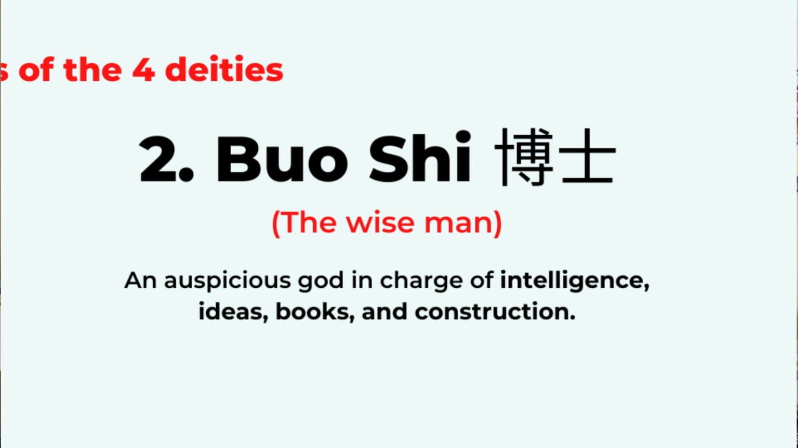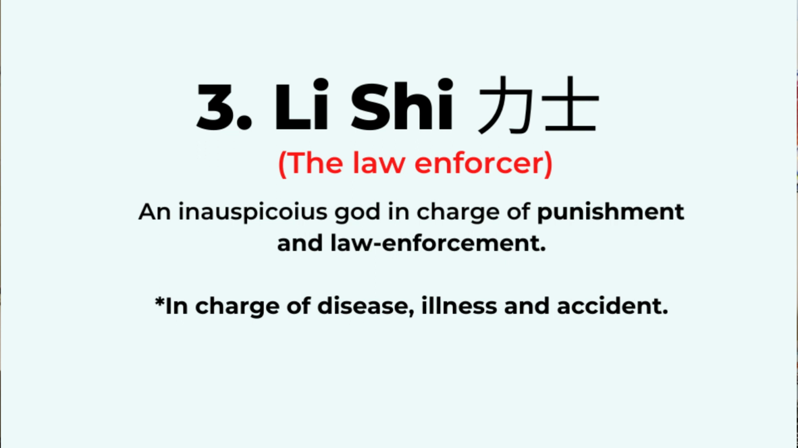And the second one is called the 博士, or the wise man. It's an auspicious god that's in charge of intelligence, ideas, books, and construction of the house. The third one is called the 力士, or the law enforcer. It's an inauspicious god, and he's in charge of judging, punishing, and law enforcement.